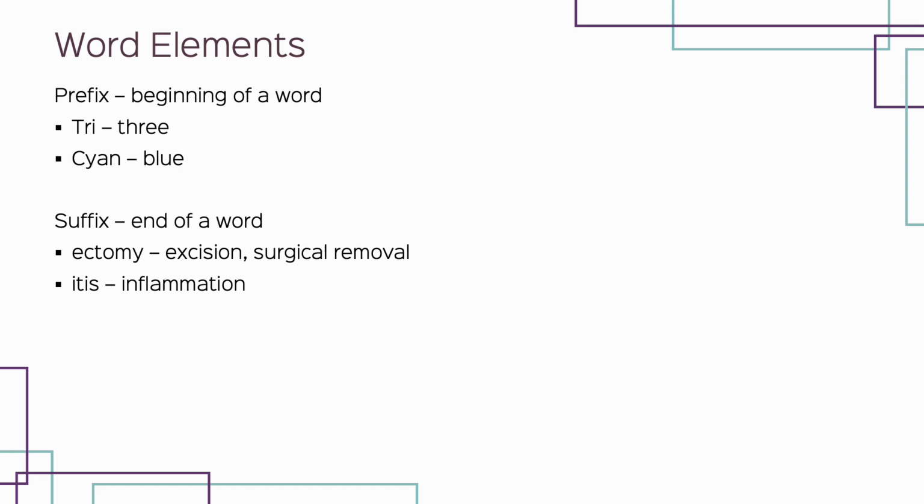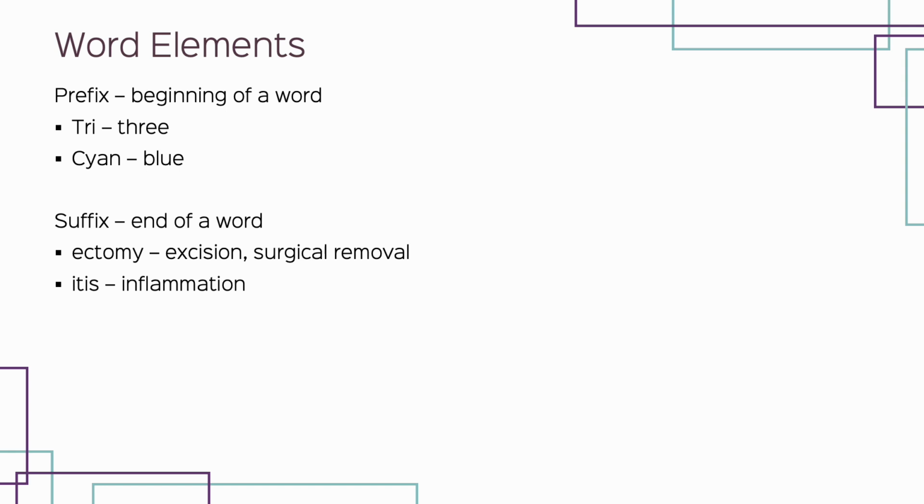A prefix is attached at the beginning of a word. It typically indicates location, time, or number, although a prefix can also give other definitions to words such as color. An example of a prefix indicating a number is tri, meaning 3. The tricuspid valve has 3 points or cusps. An example of a prefix indicating color is cyan, which means blue. So cyanosis is a bluish color of the skin, which indicates a lack of oxygen.